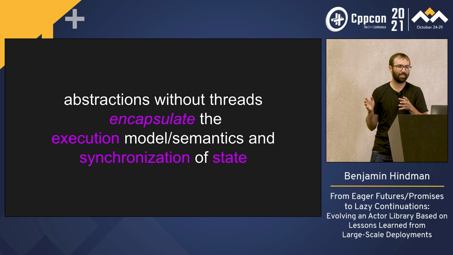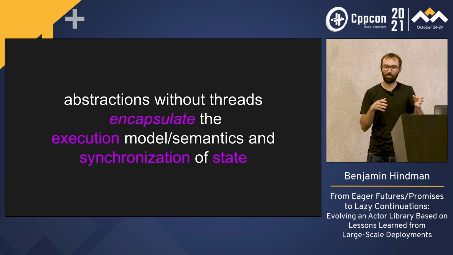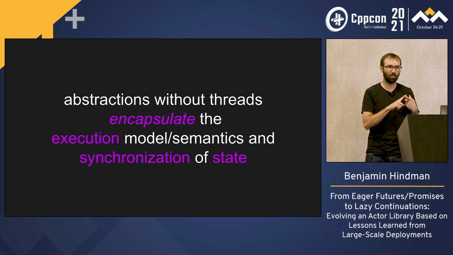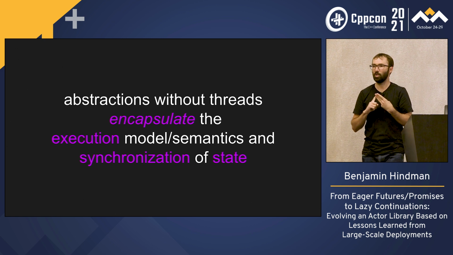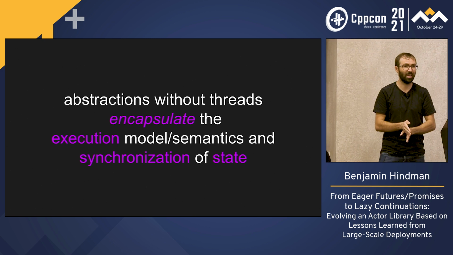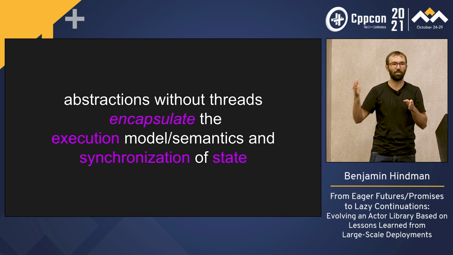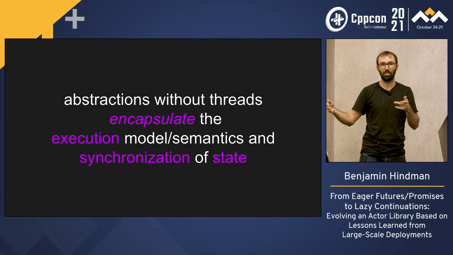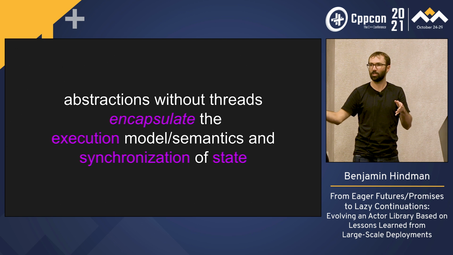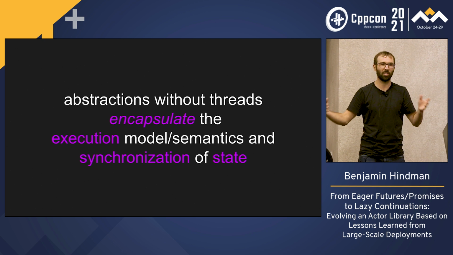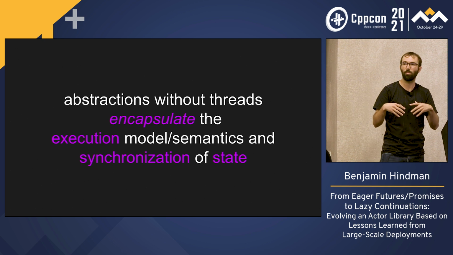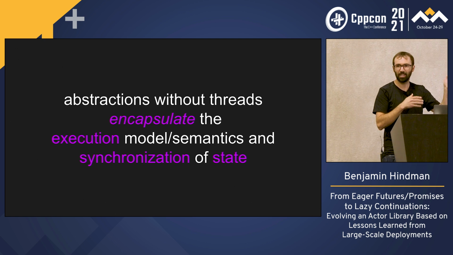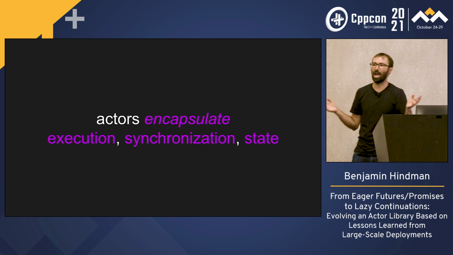So the solutions without threads, they're abstractions that encapsulate the execution model or semantics and the synchronization and the state. When you think about threads, threads are just kind of defining the execution model. Then you need other things coupled with those threads to deal with synchronization, mutexes or semaphores. You need yet other things to deal with the encapsulation of state, i.e. objects or classes. So we've got a bunch of different things that we kind of throw all together to solve this problem. A lot of these other abstractions, things like actors, they encapsulate it all together.